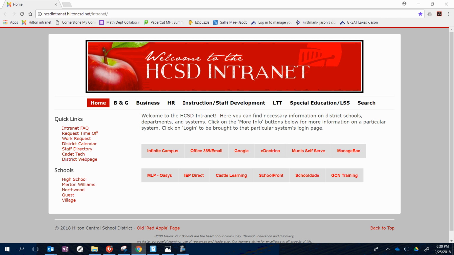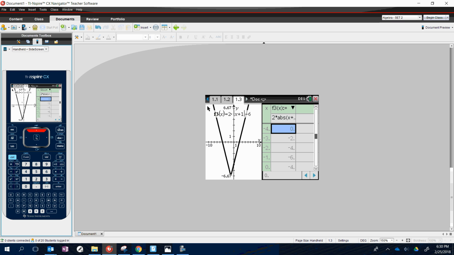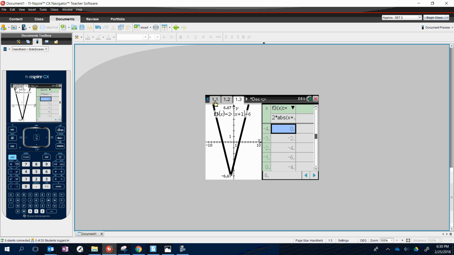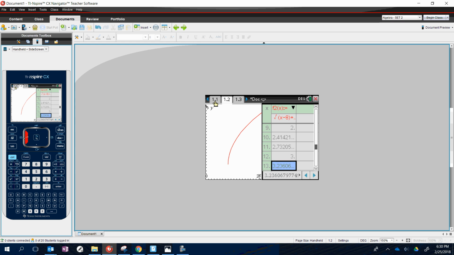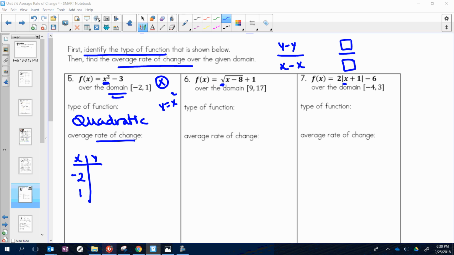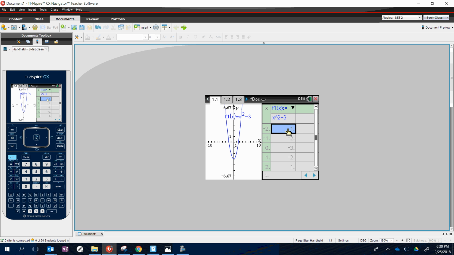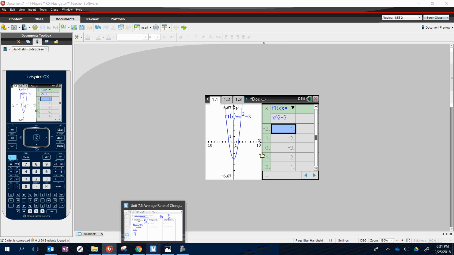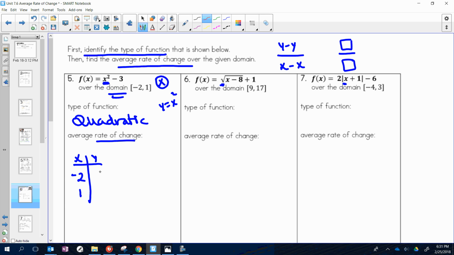Here's my graphing calculator. No, I lied. Here's my graphing calculator. X squared minus 3, I think, is a page or two over. x squared minus 3. There it is. And we are looking from negative 2 to 1. So negative 2 is 1 on my calculator, and 1 is negative 2. So I need the 1 and the negative 2 on my table. This gives me a 1. This gives me a negative 2.